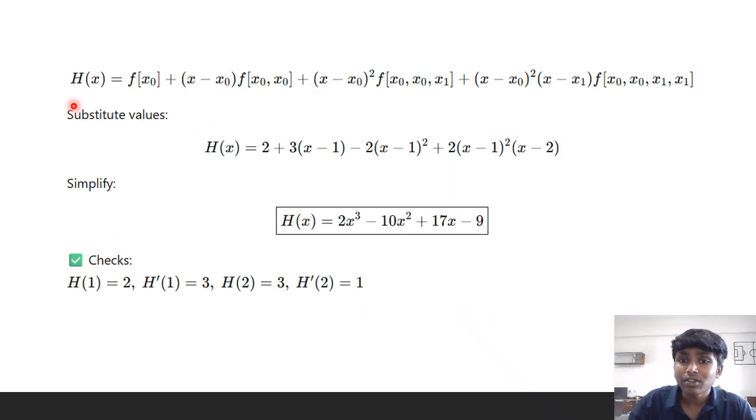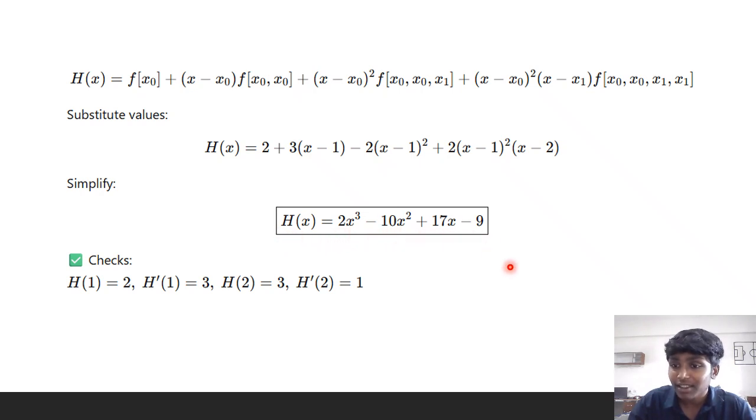As we know, by the divided difference method, the polynomial we get is f of x naught plus (x minus x naught) f of x naught comma x naught, and so on. By substitution of the values, we get h of x equals 2 plus 3 of (x minus 1) minus 2 of (x minus 1) whole square plus 2 of (x minus 1) whole square into (x minus 2).